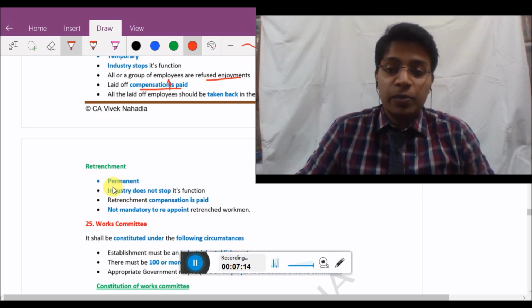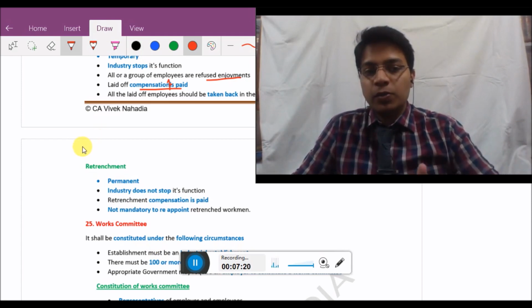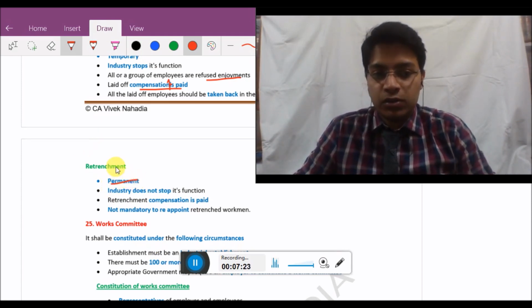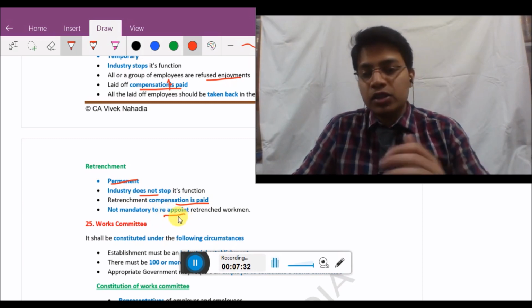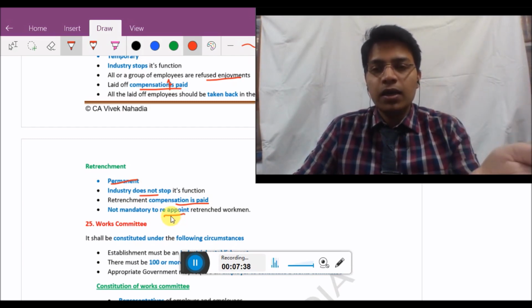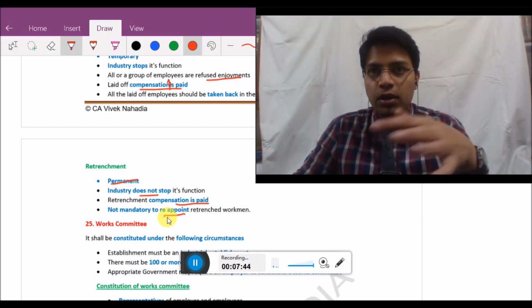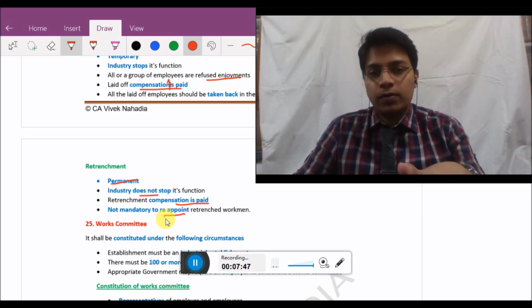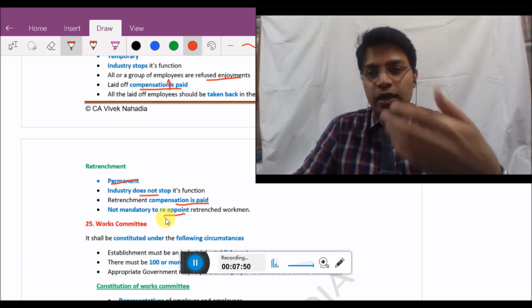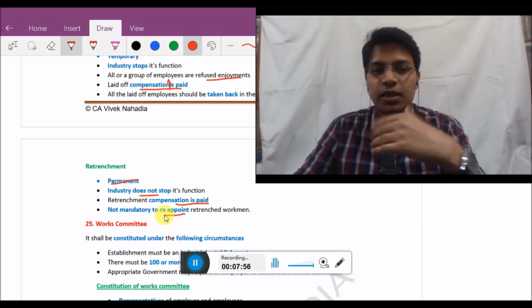Retrenchment. Retrenchment is permanent. Layoff is temporary. After the layoff, the employees can come back. Retrenchment is permanent. Industry does not stop its function. Retrenchment compensation is paid. It is not mandatory to reappoint the retrenched workman. When the employer retrenches the workman, it is at the option of the employer to appoint the workman or not. But in layoff, he has to. It is mandatory for the employer to reappoint the laid off employees. That is the difference between the two.